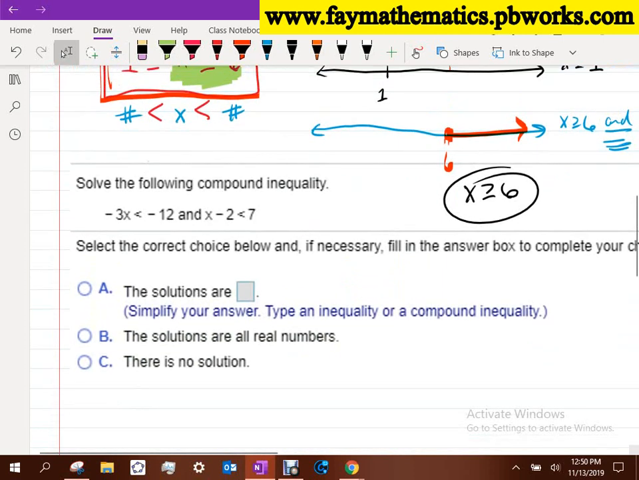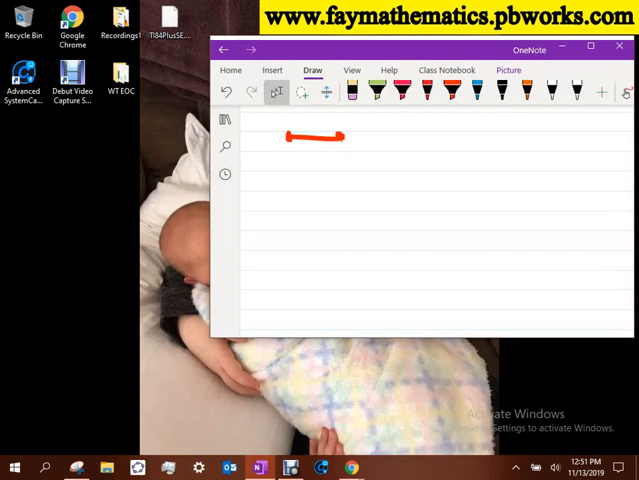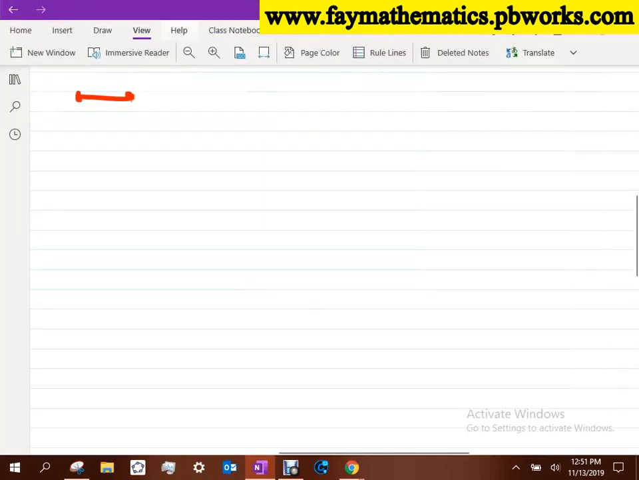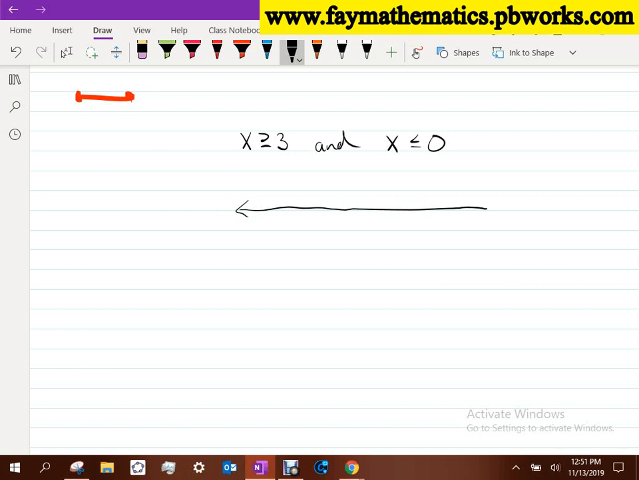So it's a similar idea. Actually, that one's going to be... I don't want to do that one. Let's do something like this. Let's say I've got, and this is going off the same logic, let's say I had x is bigger than or equal to 3 and x is less than or equal to 0. Give me a number that is bigger than 3 and at the same time is less than 0.